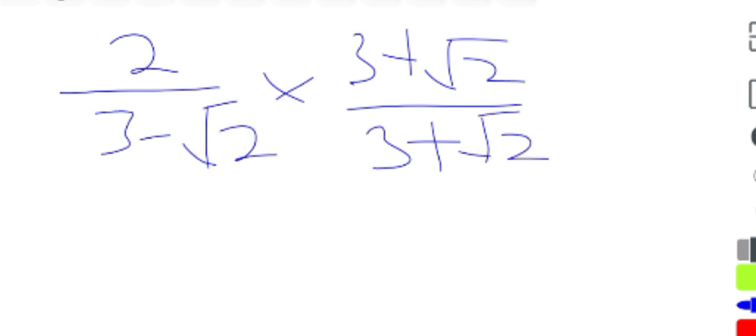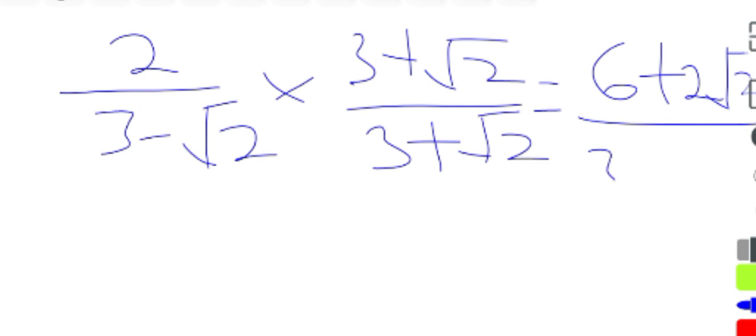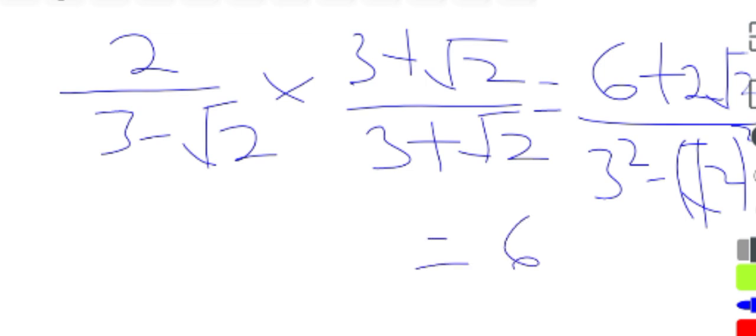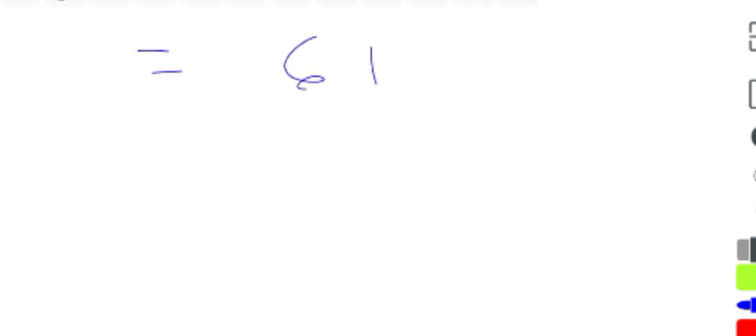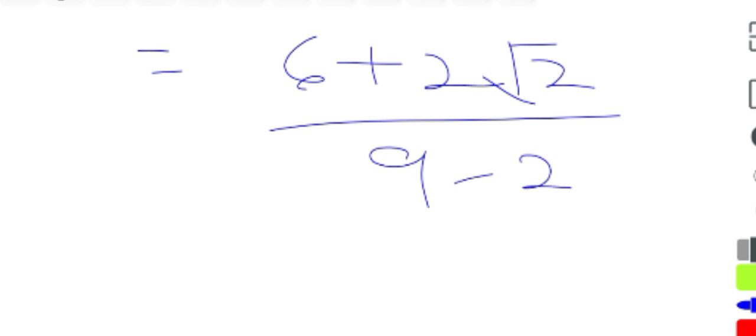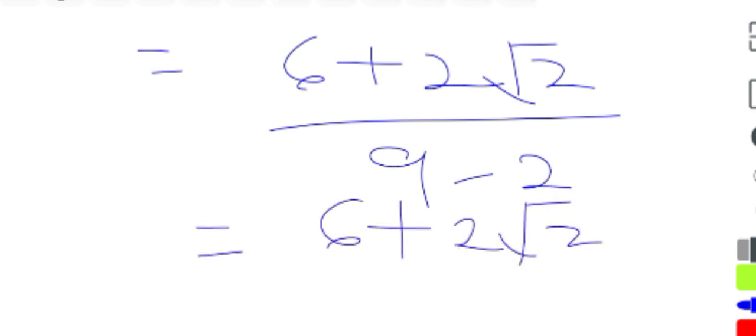So with this, we are going to have 6 plus 2 root 2 all over 3 squared minus root 2 all squared. And this is going to give us 6 plus 2 root 2 all over 9 minus 2. Now this is going to give us 6 plus 2 root 2 all over 9 minus 2, which is also going to give us 6 plus 2 root 2 over 7.